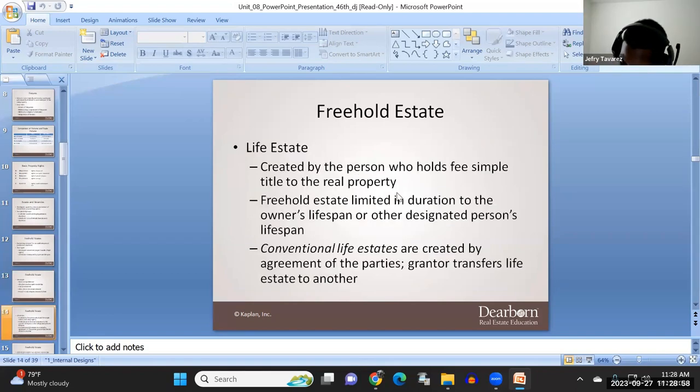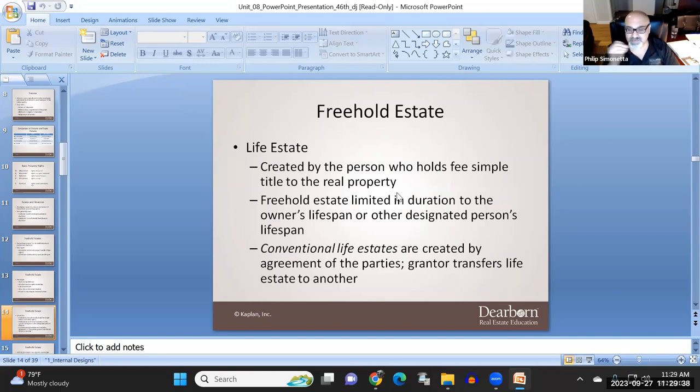That's a freehold estate. Now let's talk about the life estate. Or I'm sorry, that's the fee simple estate. Let's talk about the life estate. A life estate is created by the person who holds the fee simple title to the real property. So the person who owns the property can do what he wants with it, right? So the freehold estate is limited in duration to the owner's lifespan or other designated person's lifespan in a life estate. So it's still called a freehold, but it's limited as a life estate.